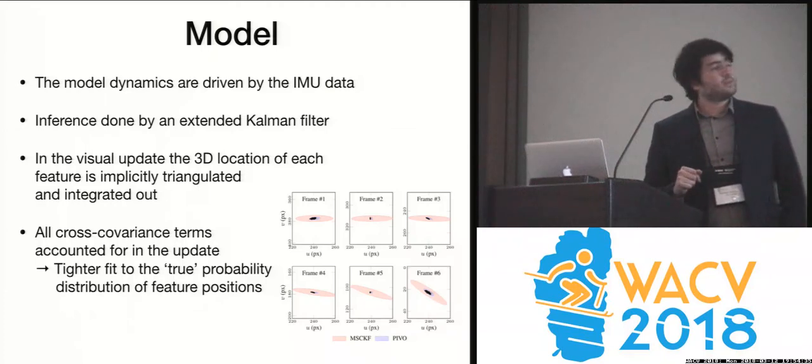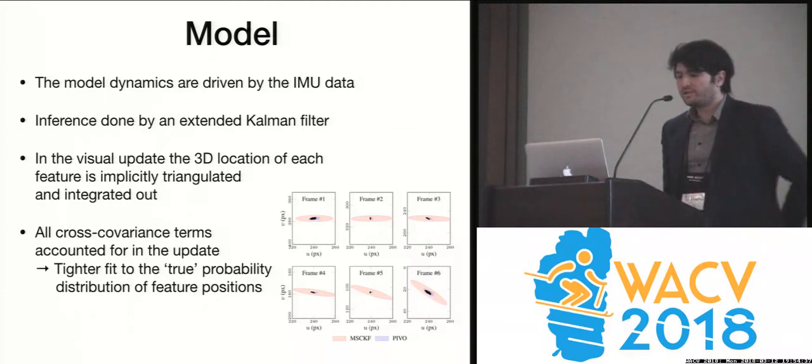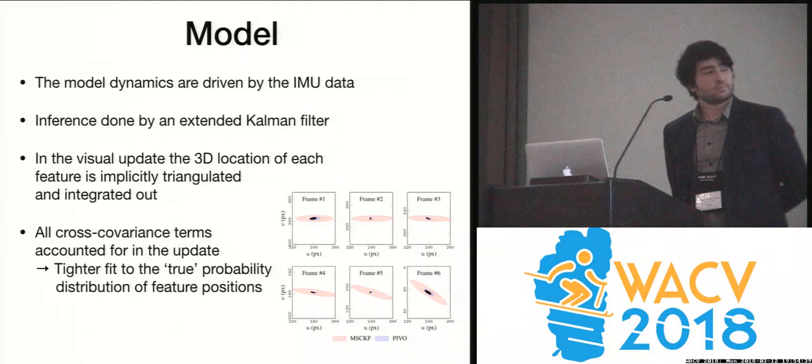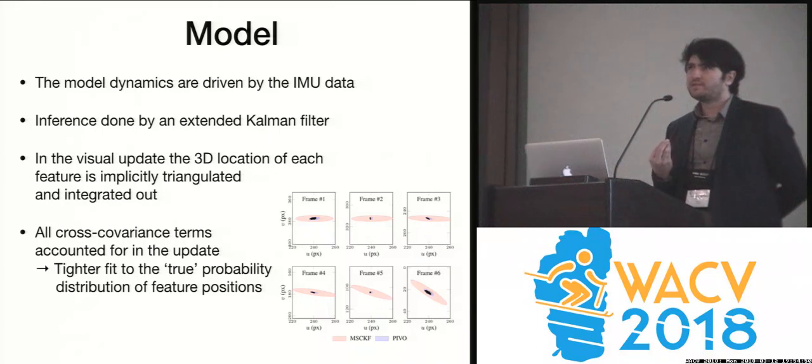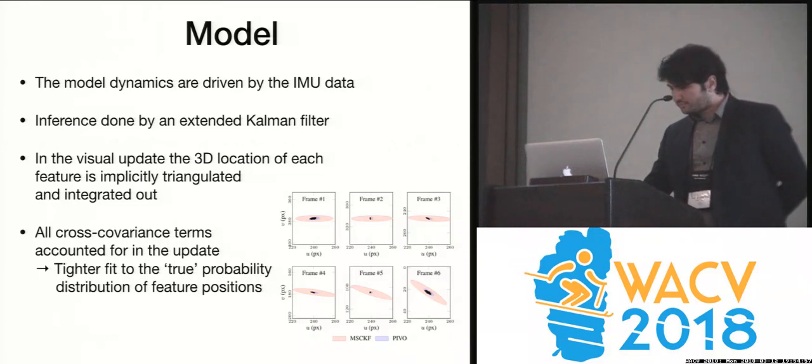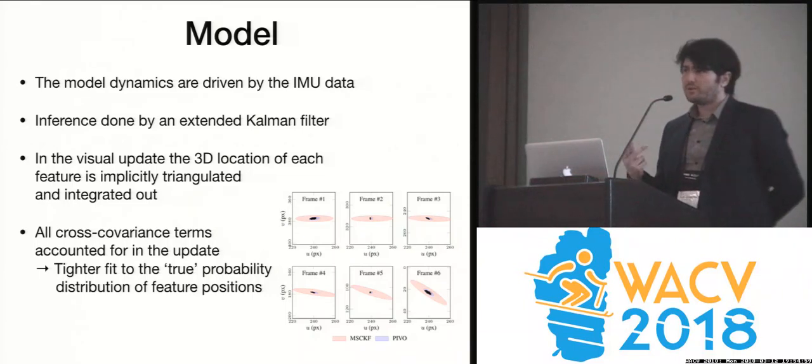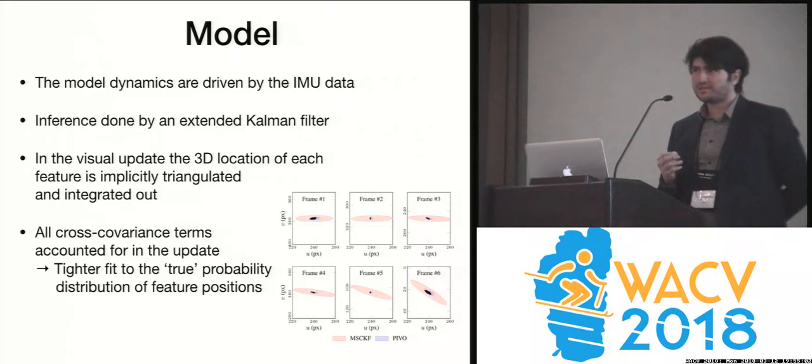Very fast, I'll talk about the model. The model dynamics are driven by the IMU. The inference is done in an extended Kalman filter, and then the visual update, which is the most novel part in our work, is we implicitly integrate and do the update for the visual odometry part by propagating the uncertainties of the poses into the localization of the feature itself, and then integrating it out to do the update.